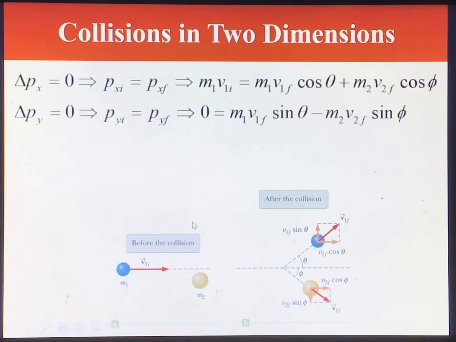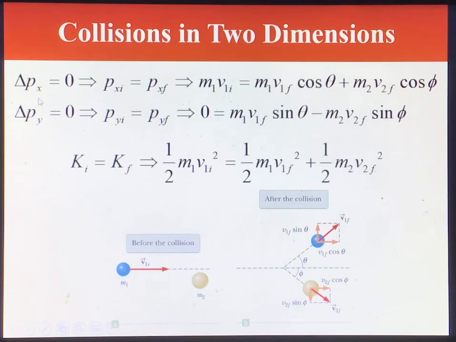So what we can do is assume that this is an elastic collision. If this is an elastic collision, it means that I can apply the conservation of momentum in the x and the y direction. Because momentum is a vector, I can say that the total momentum in the x direction before must be equal to the total momentum in the x direction after, and the total momentum in the y direction before must be equal to the total momentum in the y direction after.